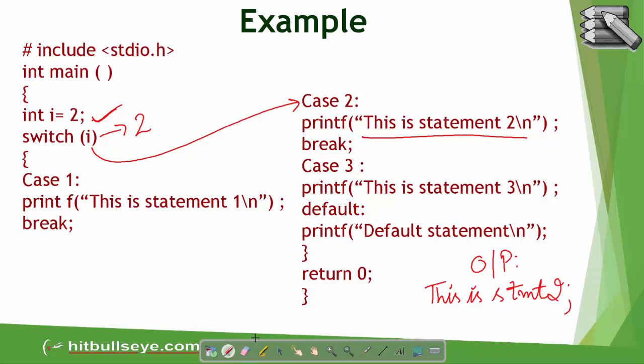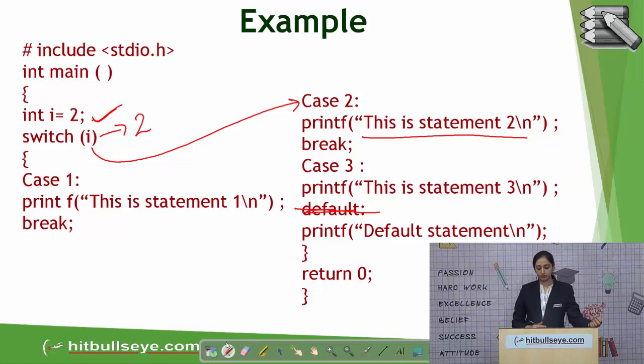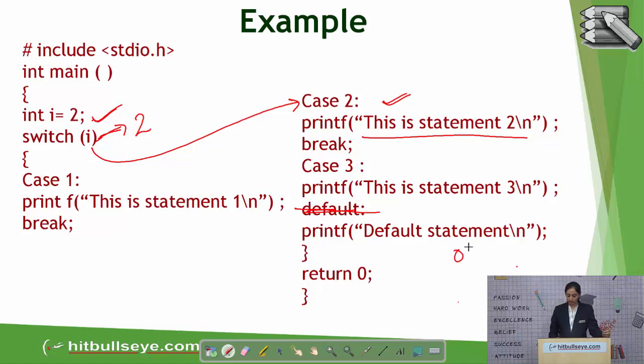So what happens if the value of i is 2 and the default is not here? Directly it says case 3, printf this is statement 3, and after that printf default statement. Again, go to the program and check that the value of i is 2. After that, case 2 will execute. So what will be the output of this program? Now the output of this program will be this is statement 2 and the default statement. Why?